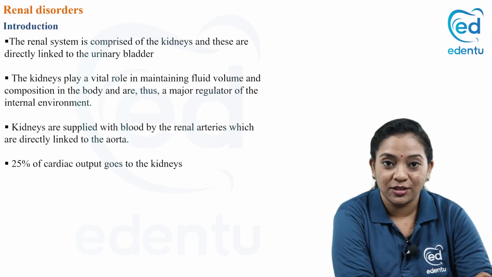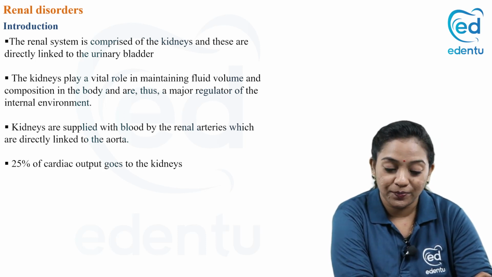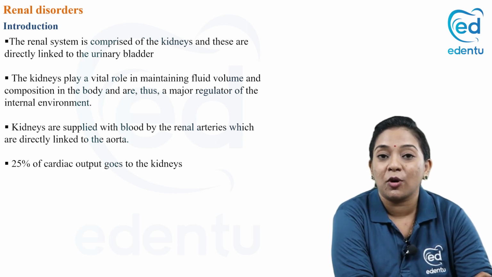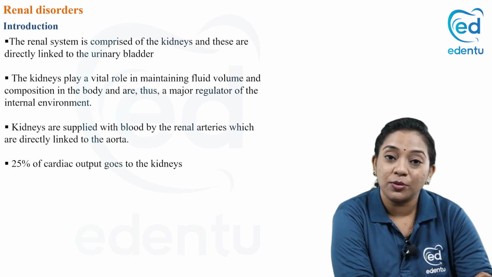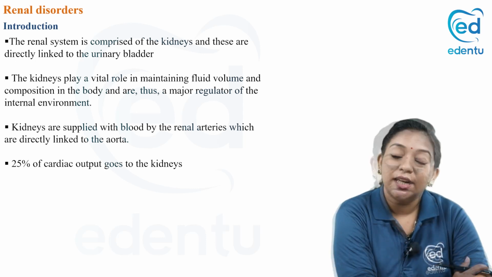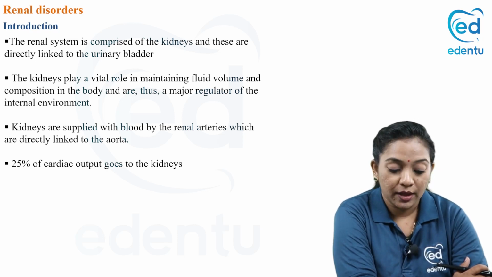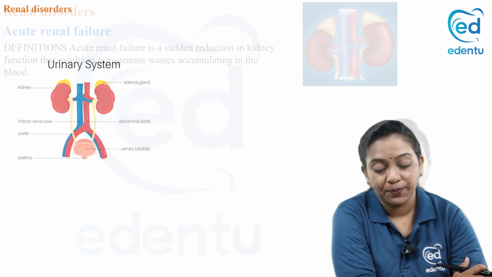The renal system comprises a pair of kidneys which are connected to the urinary bladder. The kidney has an important role in the normal functioning of our body. It is important in normal homeostasis and the composition of the blood. Kidneys are supplied with blood by the renal arteries, which are directly linked to the aorta. About 25% of the cardiac output goes through the kidney.